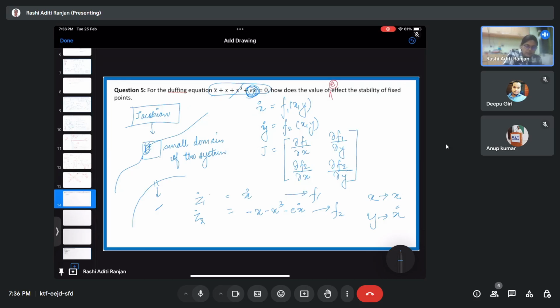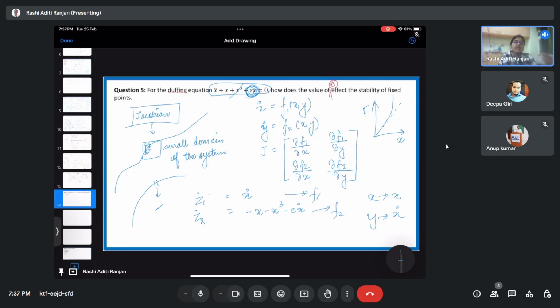But in the presence of x cube, it is actually making my system a hardening kind of system. You remember, hardening spring, this kind of behavior. So essentially here my x cube is also supporting, or I would say it is trying to stop the system from going towards infinity, right?